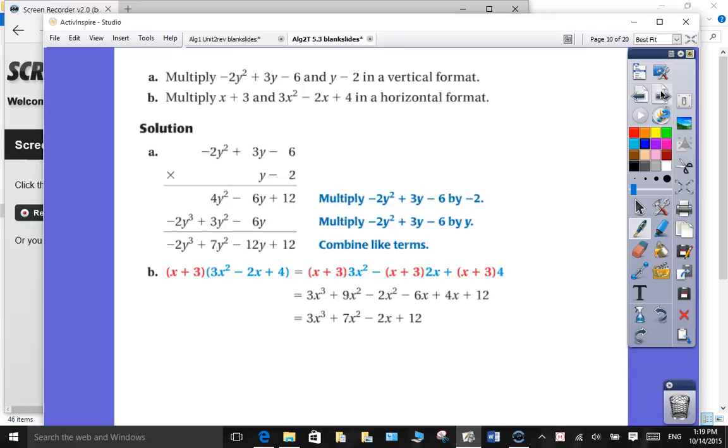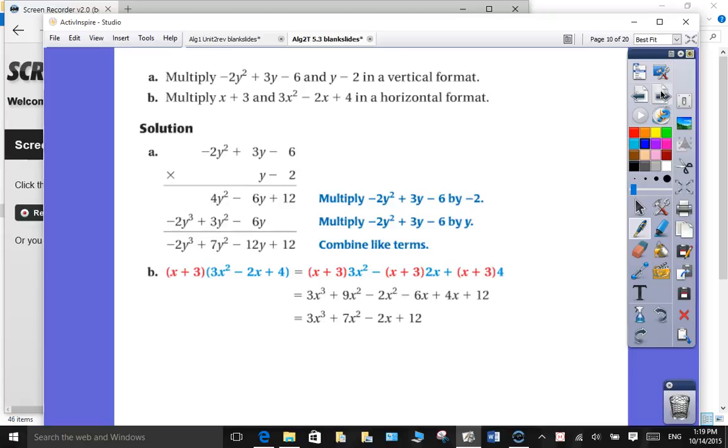The second, what does it look like they've done in the horizontal? It looks like they're distributing. They're taking it in 2 steps. They're taking this x plus 3, and they're multiplying it times 3x squared and -2x and 4. And then they're distributing again to get from this line to this line.